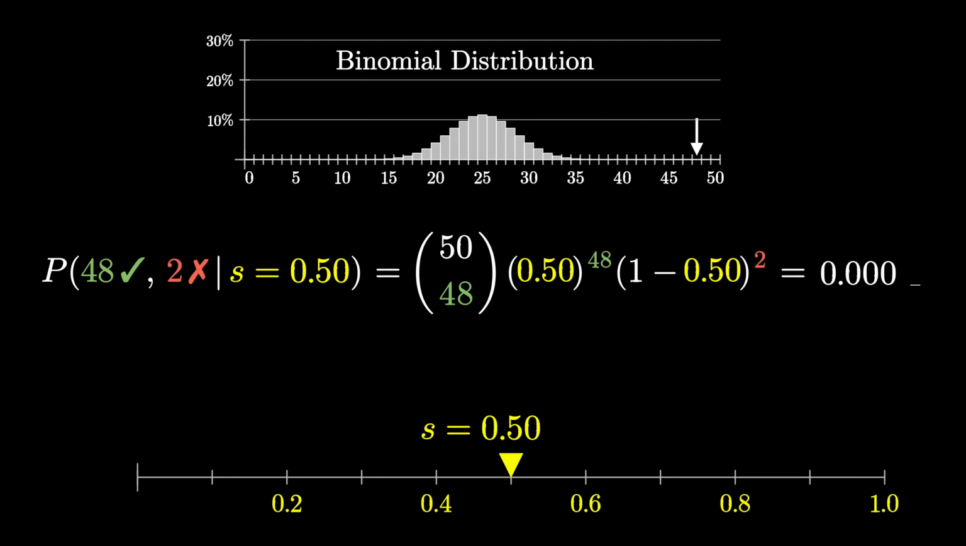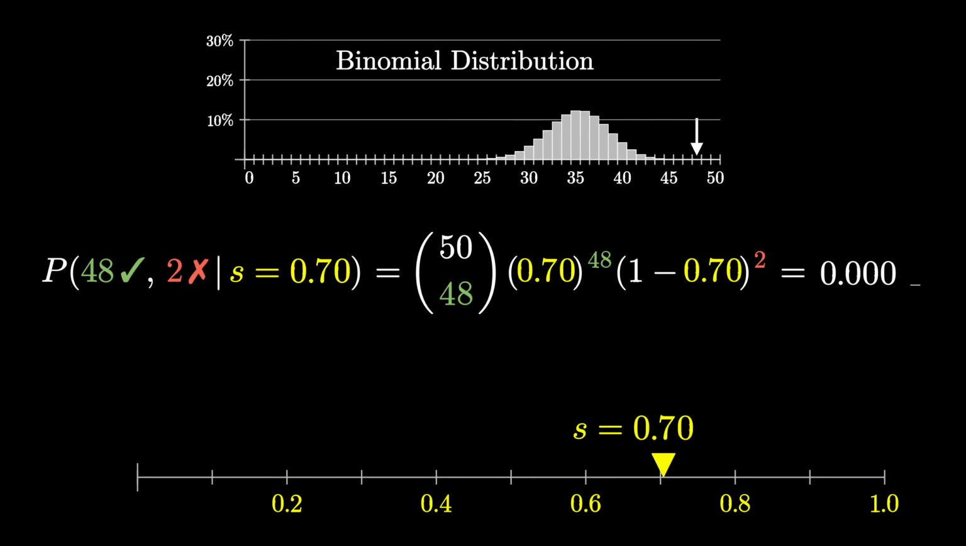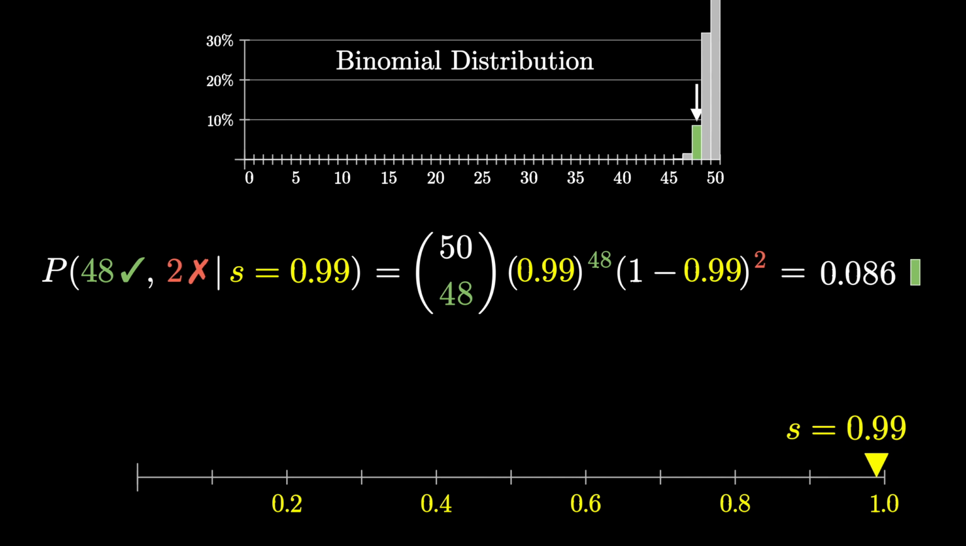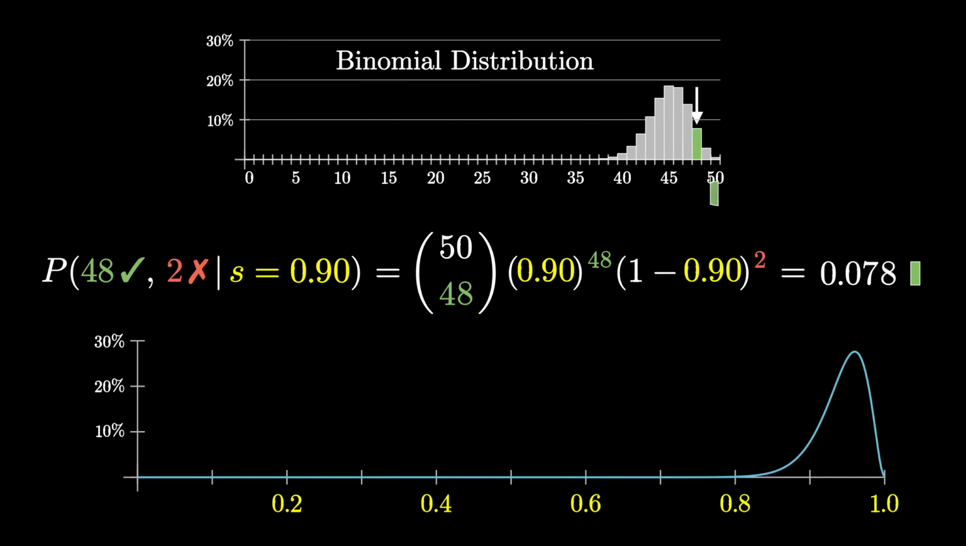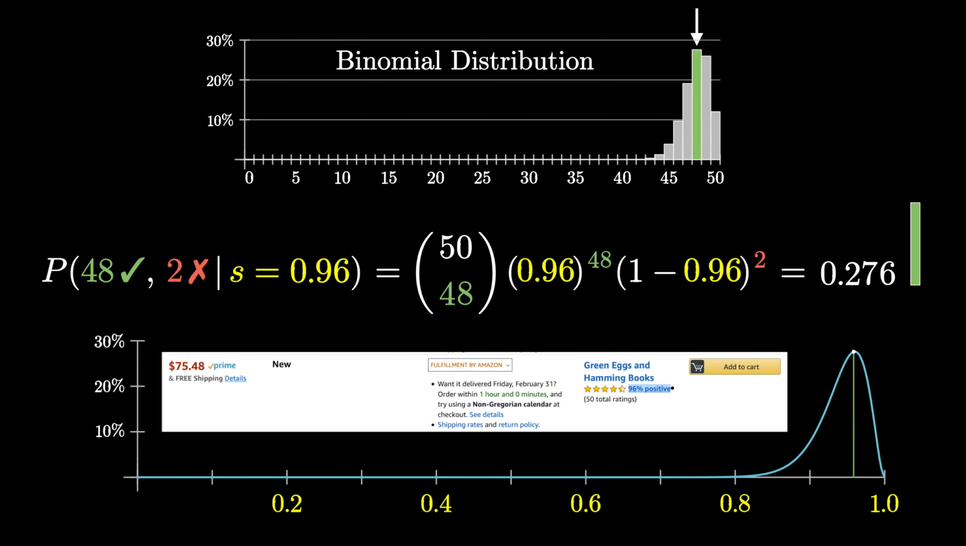The binomial distribution that it produces kind of looks like this pile that's centered around whatever s times 50 is. The value we care about, the probability of seeing 48 out of 50 reviews, is represented by this highlighted 48th bar. So let's draw a second plot on the bottom, representing how that value depends on s. When s is equal to 0.96, that value is as high as it's ever going to get. And this should kind of make sense, because when you look at that review of 96%, it should be most likely if the true underlying success rate was 96%.